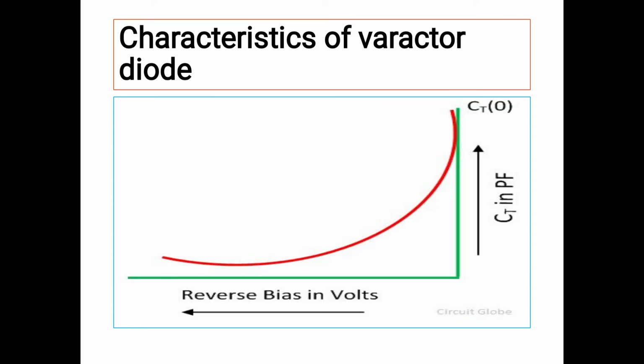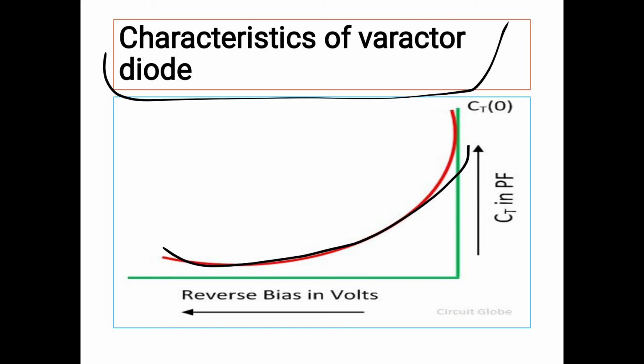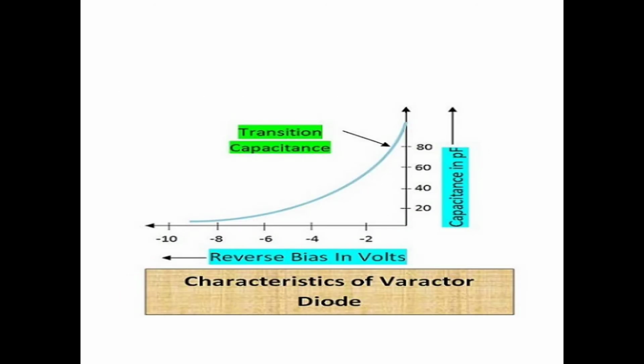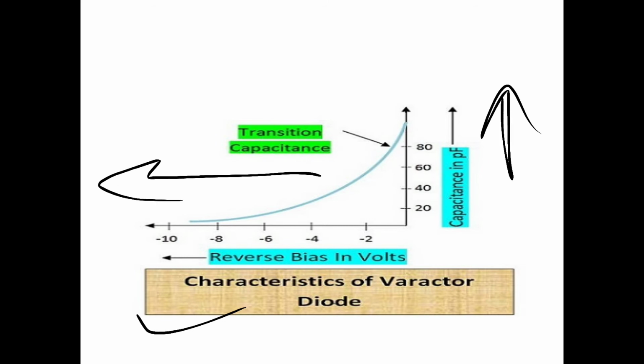So now we will be studying about the characteristic curve of the varactor diode. So you can see this is the characteristic curve of the varactor diode, which is exponentially decaying with the reverse bias voltage. It can be clear from this figure. See, this is our figure. This is the capacitance which is representing the positive y axis, and this is our negative x axis which is representing the reverse bias voltage.